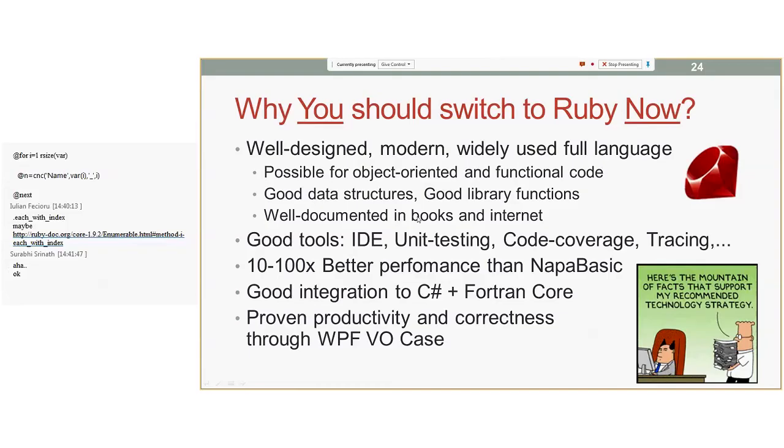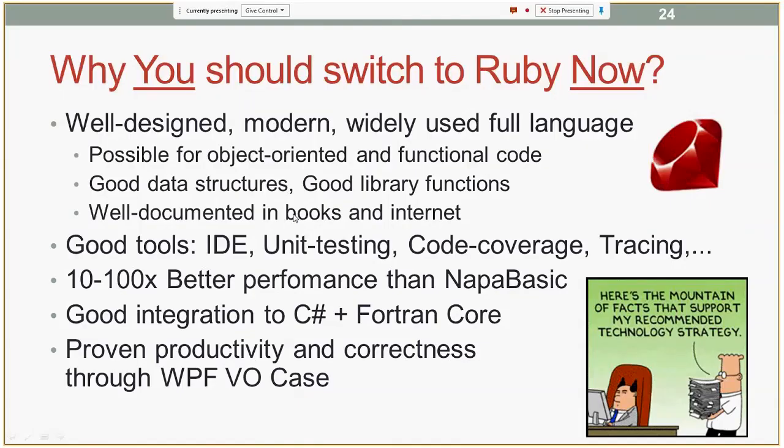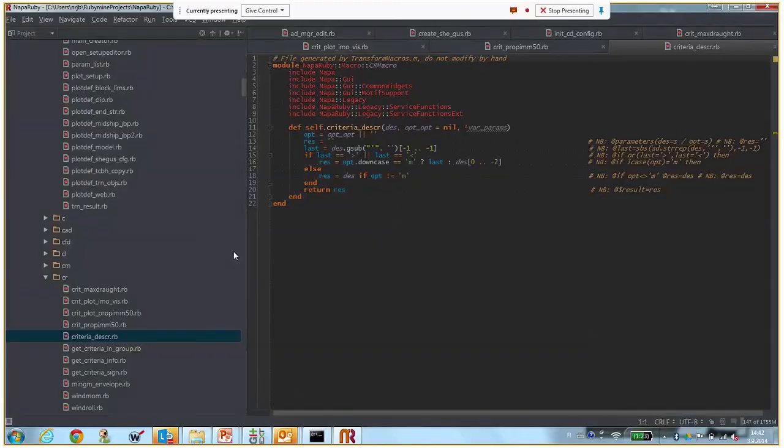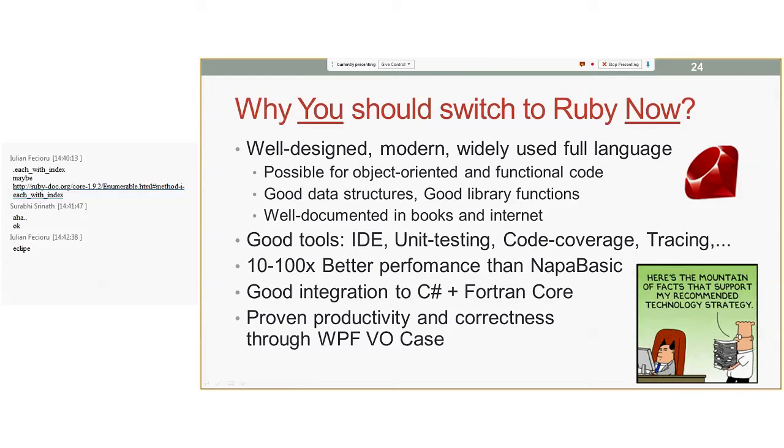Well documented in books and on the internet, instead of this guesswork that we are involved in by sending questions to each other, like, I found this weird NapaBasic, does somebody know what this means? And then we are talking to each other. Very good tools. We have an IDE, for example, I have here RubyMine IDE that I'm using every day. IDE with refactoring tools, IDE with syntax highlighting, modern IDE with searching tools.